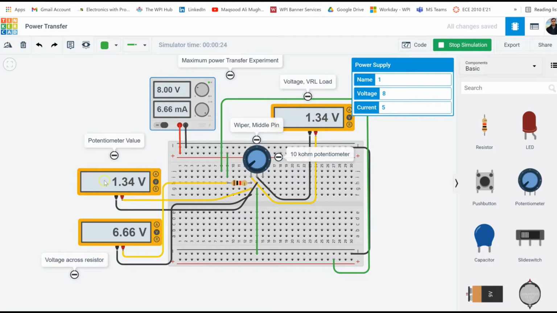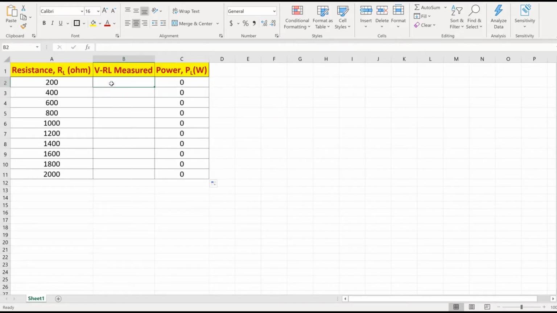Notice that these two voltmeters are going to show the same voltage because they are hooked up to the same terminal of the potentiometer. However, this multimeter here measures the voltage across this resistor. If we add these two values, 6.66 plus 1.34, we basically get 8 volts, which is what we were expecting because the power supply is 8 volts. The voltage drop across this 1 kilo ohm resistor is more than across the potentiometer, because the potentiometer is set to 200. So I'm going to go back to my Excel sheet and say this is 1.34 volts.